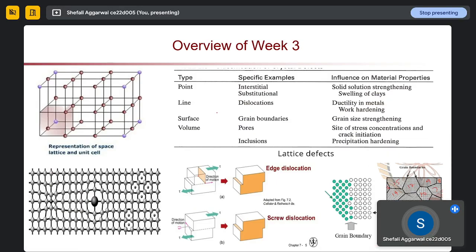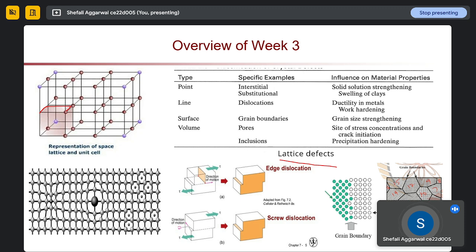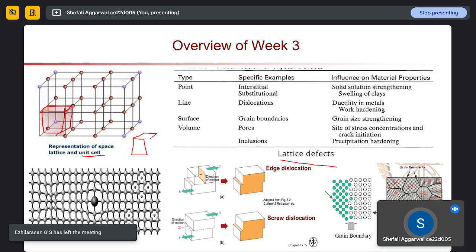So next thing is what are the different lattice defects. If we see here, this is the normal lattice of any material. This is completely called a space lattice, and the one cell which repeats itself to form the complete lattice is called the unit cell. So the unit cell is the smallest cell which repeats itself to form a complete space lattice.